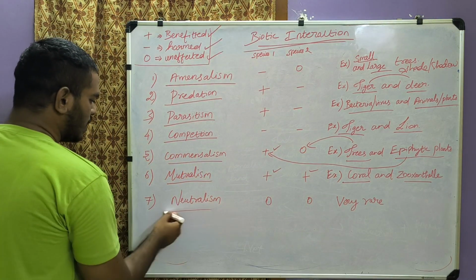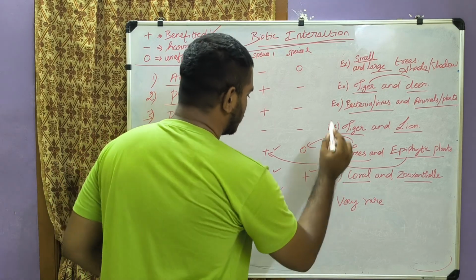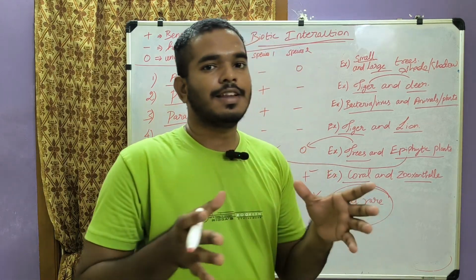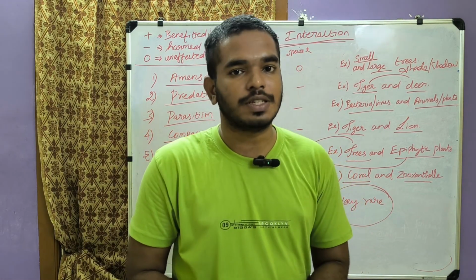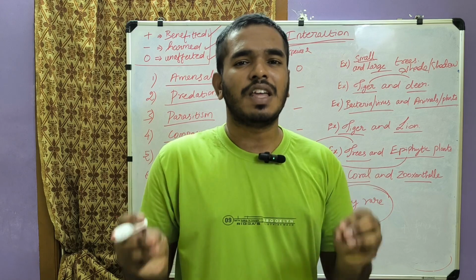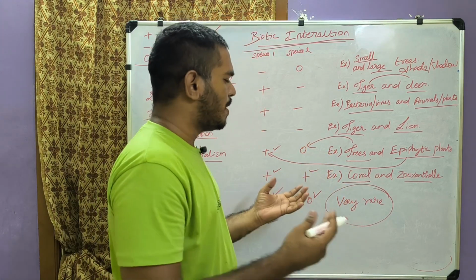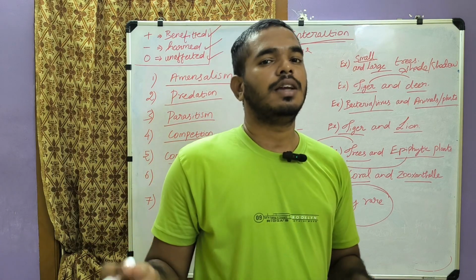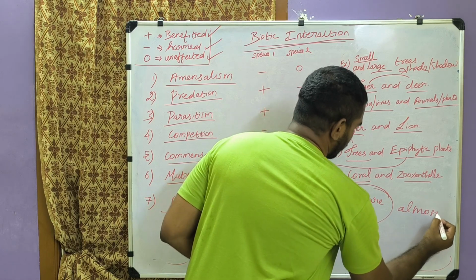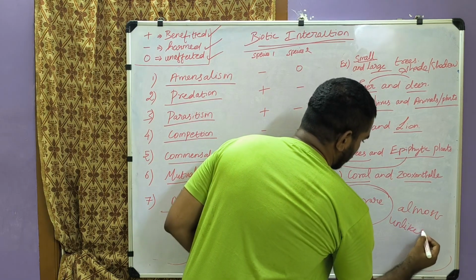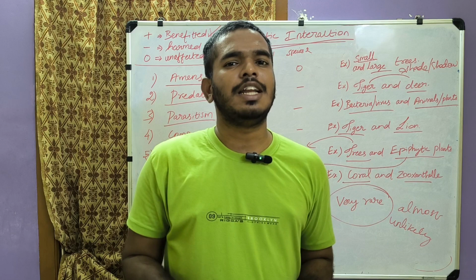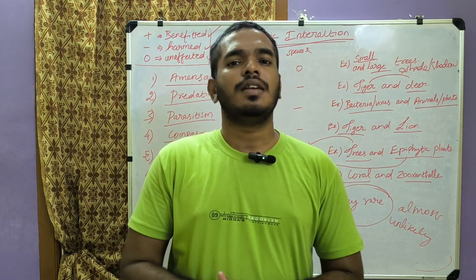Then neutralism, where both the species will get unaffected. It is a very rare phenomenon, so there is no common example for that. It is almost unlikely, because whenever two species live in some ecosystem, there will be at least a minimum amount of interaction between any two organisms living in the same place.